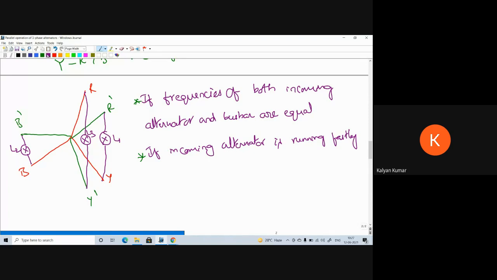Which one is the incoming alternator phasor diagram? R dash Y dash B dash, sir. So R dash Y dash B dash. So these phasors will rotate in anti-clockwise direction.